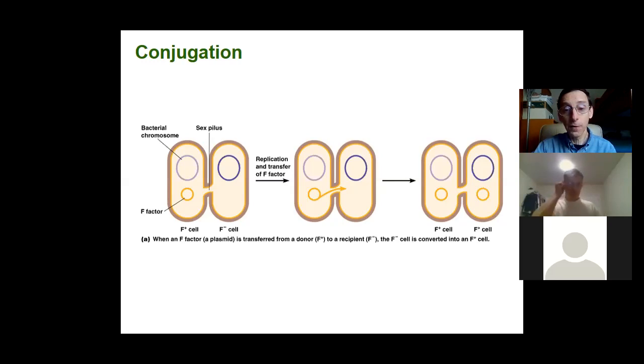And that will convert this F- cell into an F+ cell because this cell now has the F plasmid, which codes for the sex pilus. So this cell will form a sex pilus. And then this cell can go out and skewer an F- cell and engage in conjugation with the F- cell. So that's why this cell is converted from an F- cell to an F+ cell. Any questions about sexual conjugation?